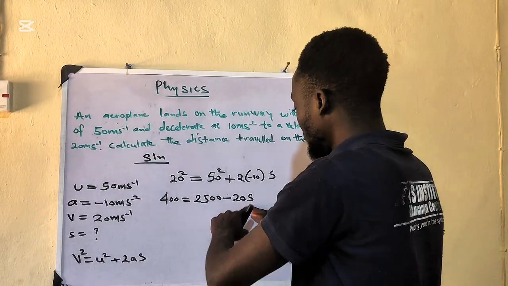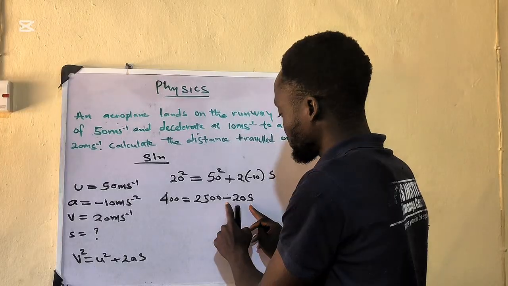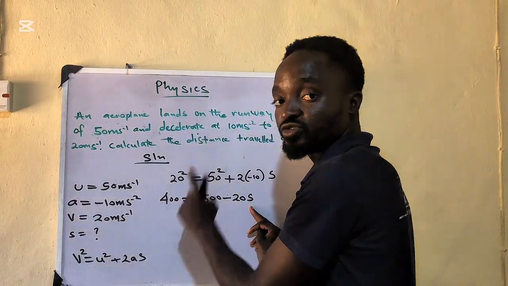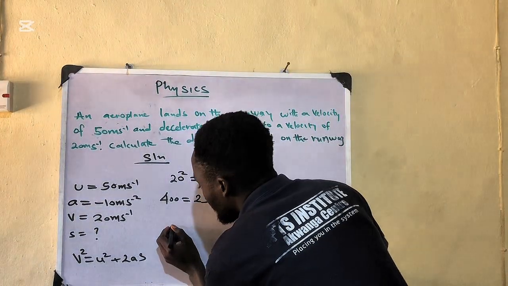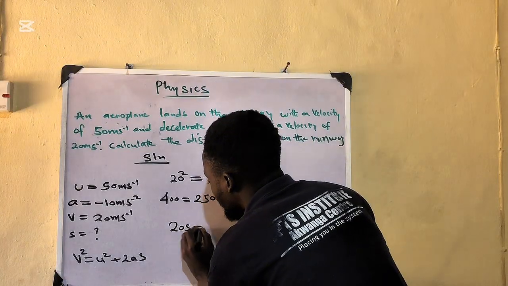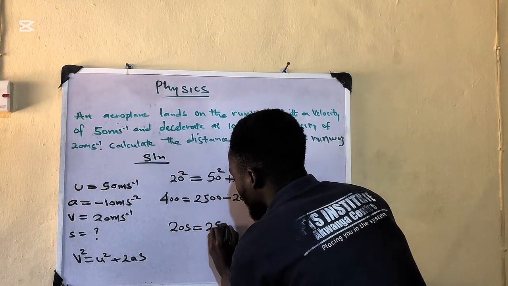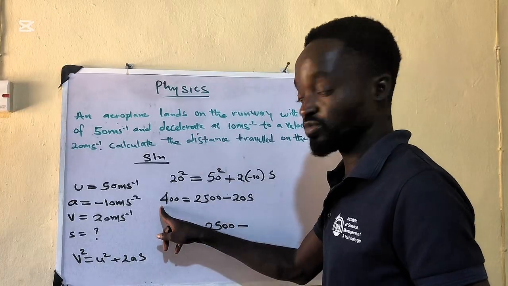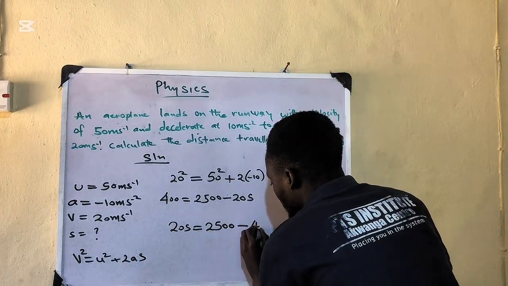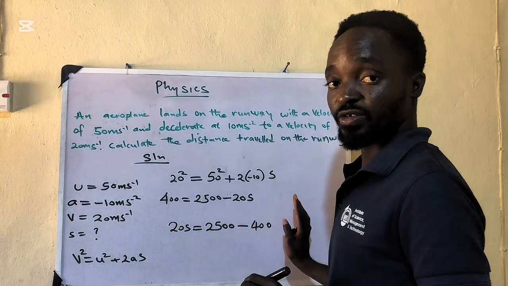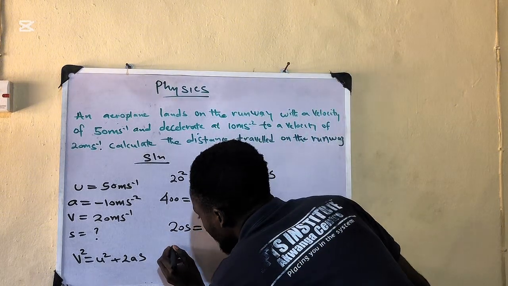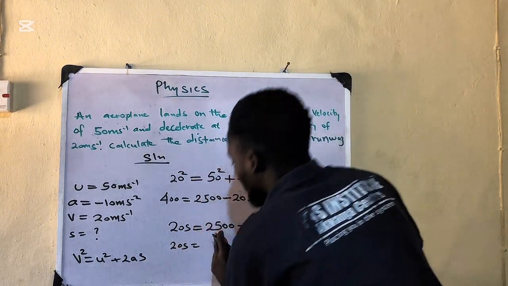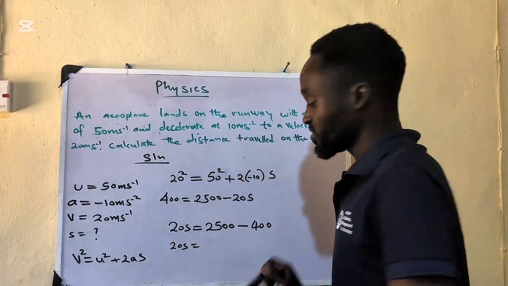So now if I bring 20s to this side, here it was negative, but by the time it comes to this side, it becomes plus. So I'm going to have 20s is equal to 2,500 minus, by the time I bring this one to this side, it's going to become minus 400. Is that understood? Now, from here I have 20s is equal to, now 2,500 minus 400 is 2,100.